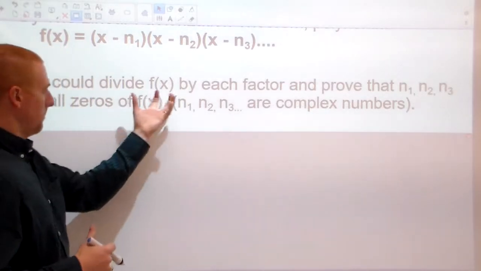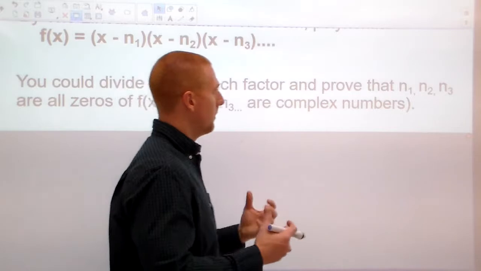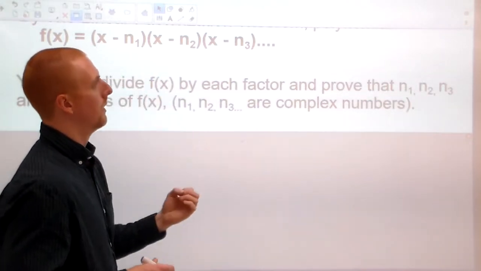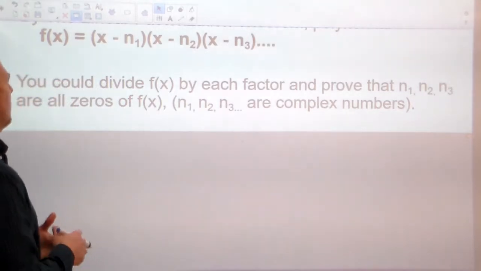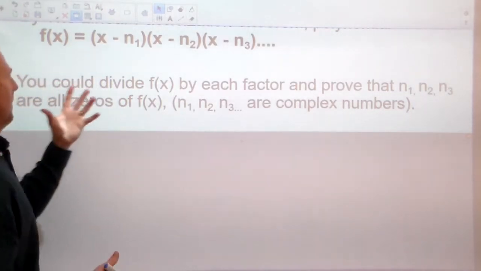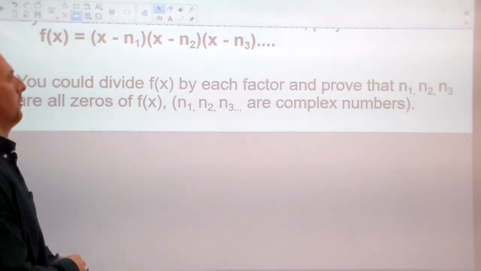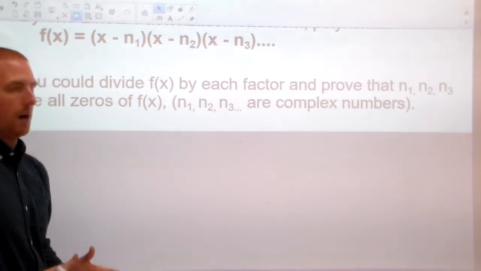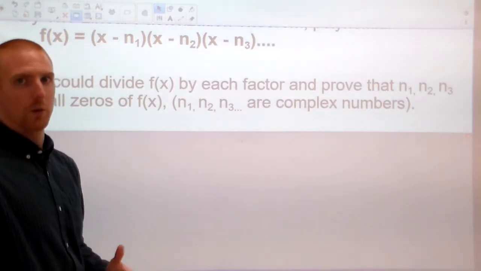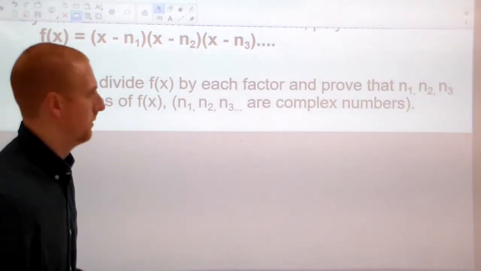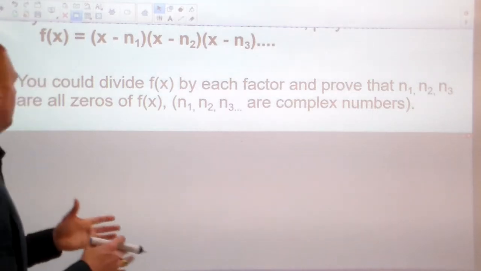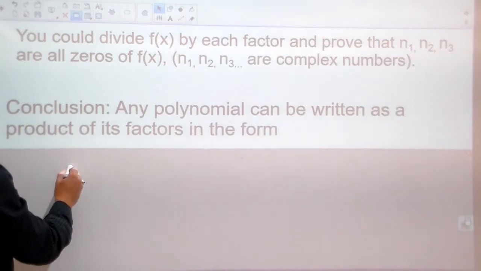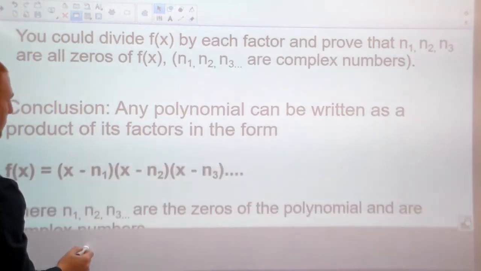You could take the polynomial f of x, and if you had found all of the zeros, you could go through and divide f of x by each one of those and get a remainder of 0. And that would show that they are, in fact, zeros of the polynomial. And these numbers, n1, n2, n3, and so on, they're complex numbers. So this does allow for things like 1 plus 2i being a solution. So keep in mind that this works over the complex numbers. So the conclusion: any polynomial can be written as the product of its factors in this form.